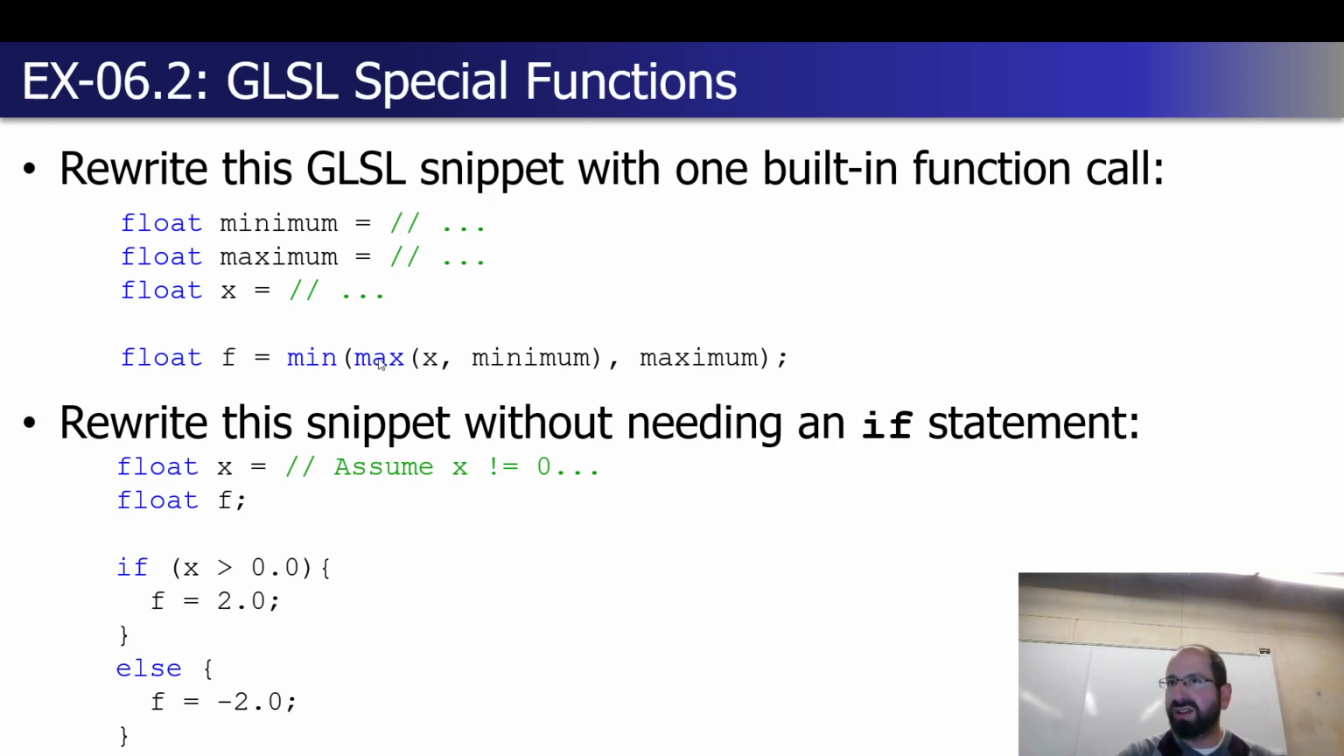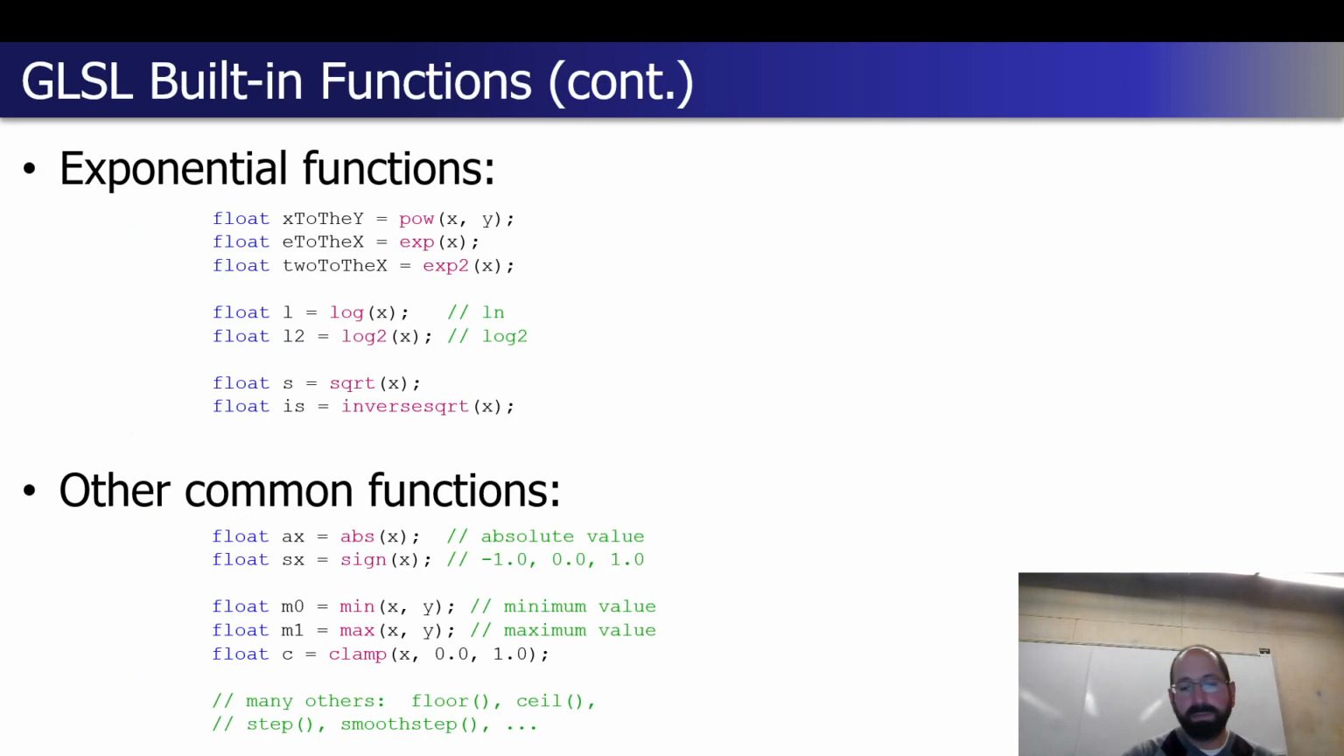Like any function call, you kind of work inside out. We first take the maximum of the value compared to a minimum value, and the minimum compared to a maximum value. That would just be clamp, right? That would be clamping x of minimum and maximum.